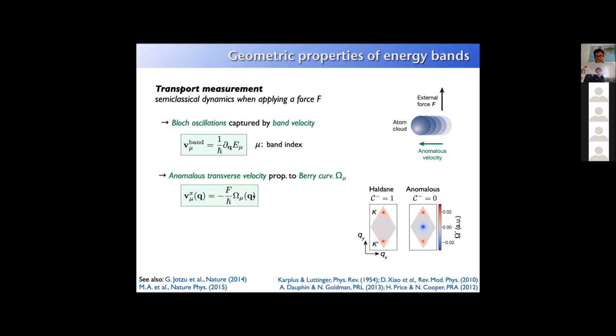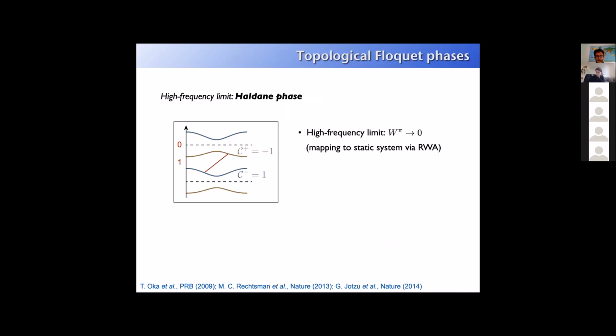real space displacement of the cloud in order to characterize the Berry curvature that is concentrated at a certain position in quasi-momentum space. So we can use it as a local probe of the Berry curvature and map out the topological properties of the band. Okay, so now I have to speed up a bit. This measurement will actually allow us to track the changes in topological properties across the phase transition points.